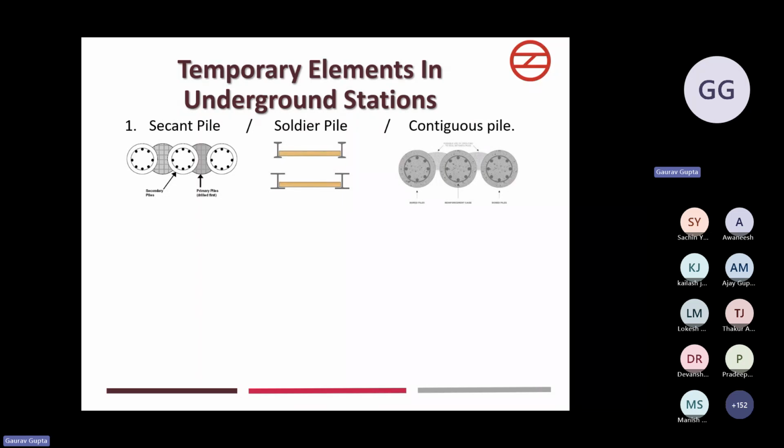Now, if we come to the economy, even if the water table is lower, why do we have to adopt the soldier pile or contiguous pile system when we have a robust system like a secant pile? Then comes the economy, because the secant pile system will be costlier than the soldier pile or contiguous pile system. In the soldier pile system there are steel I sections embedded into the ground, and after their use is over, like after the soldier pile system has been at the site for 4 years, the contractor can remove it and use the I sections elsewhere later in the project or at another project.